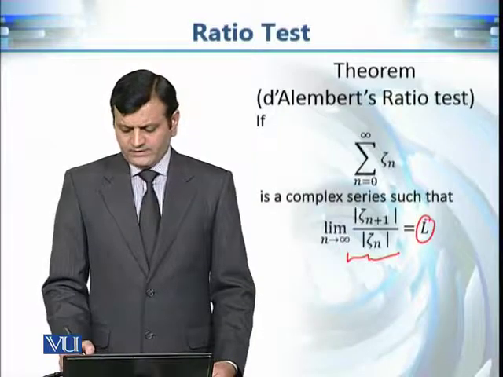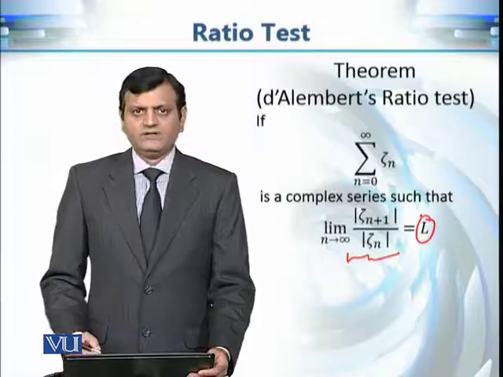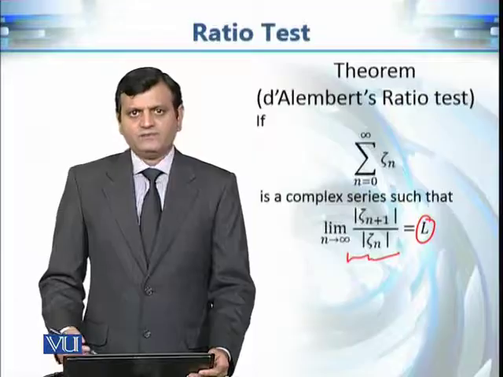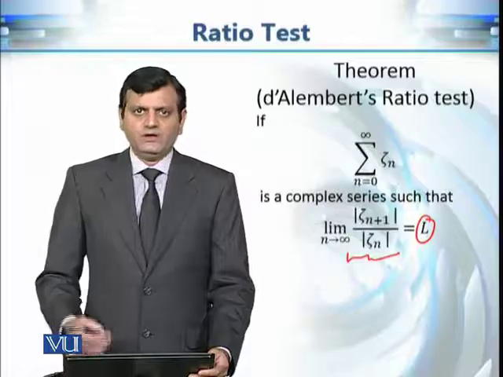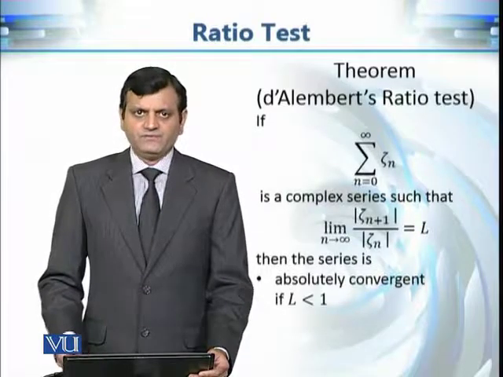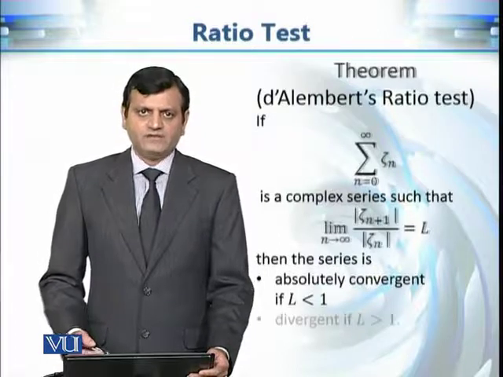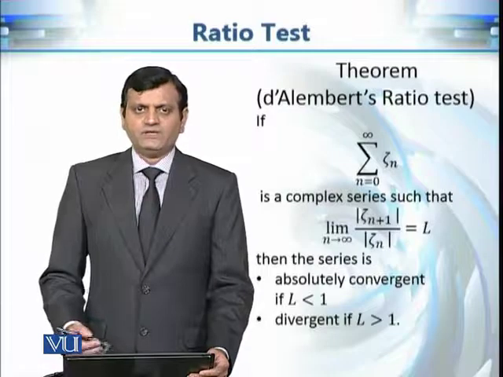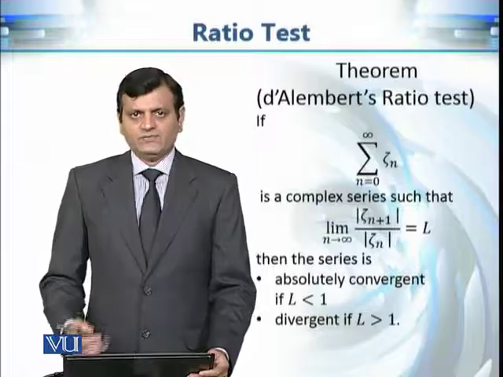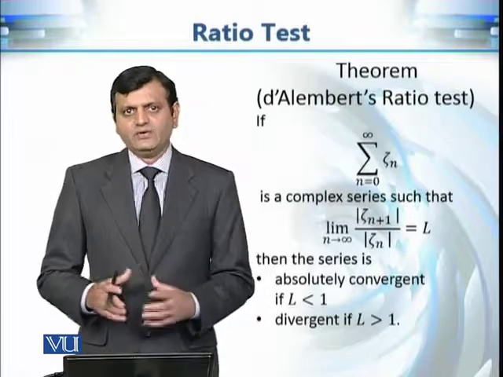And if we can calculate this limit and it is equal to L, then there are conditions on L under which the series converges absolutely or diverges. Now if this L is strictly less than 1, then we say that the series is absolutely convergent, and if this L is strictly greater than 1, then we say that the series is divergent. Now this test doesn't say anything when L is equal to 1.